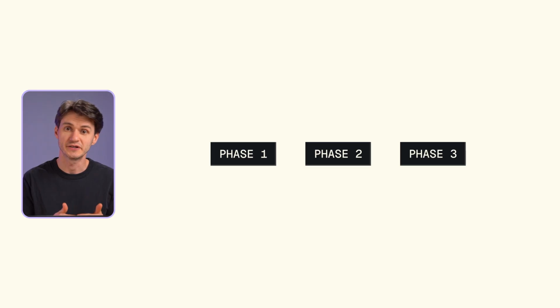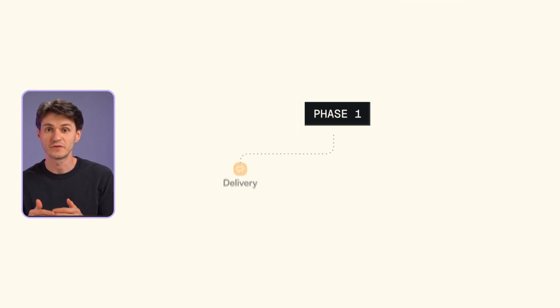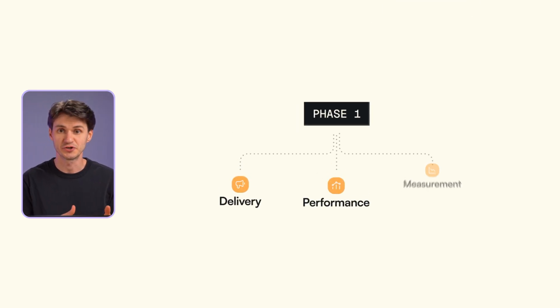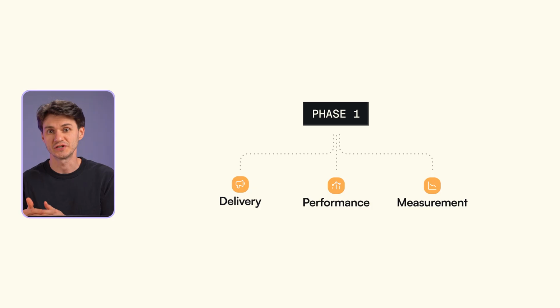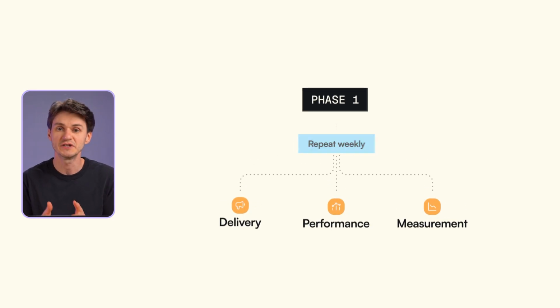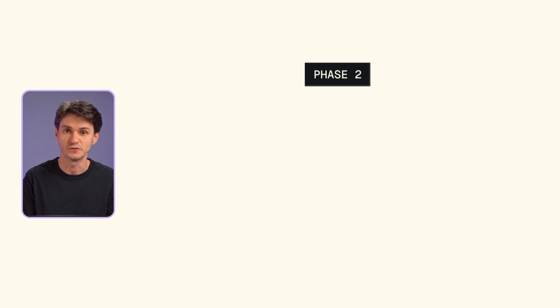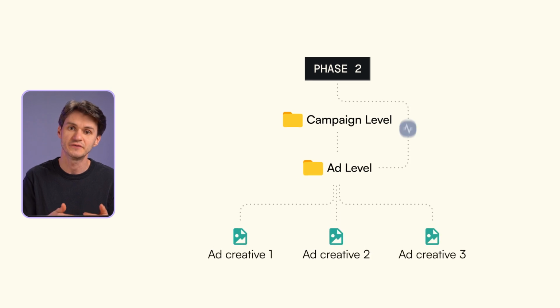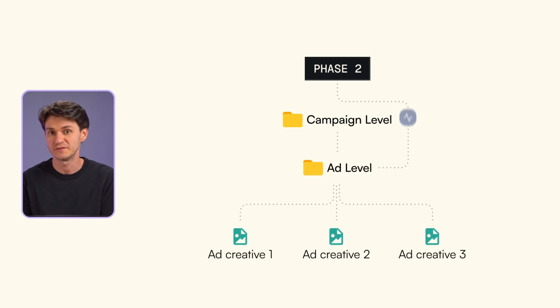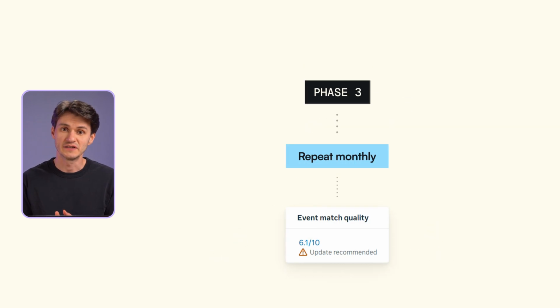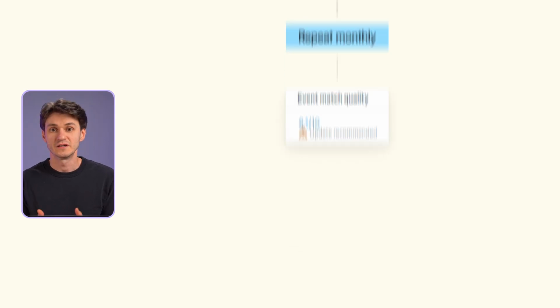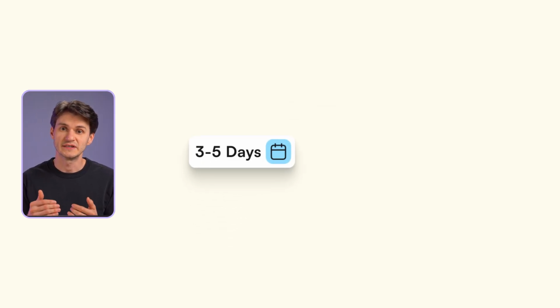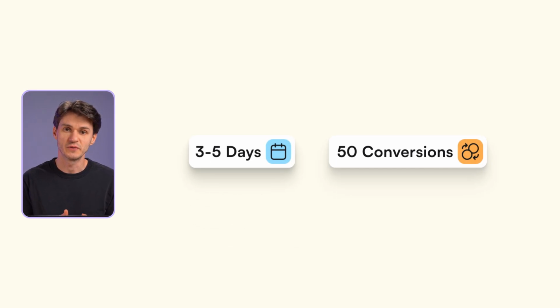Okay, so big picture. Use the 3-phase framework as a regular habit. When your numbers drop, run through delivery, performance, and measurement in order before you start changing things. Most bad decisions come from skipping the diagnosis, and build a few habits into your weekly workflow. Check frequency at the ad level every week. Don't wait for Meta's fatigue flag. Monitor event match quality in Events Manager monthly. Give new campaigns 3 to 5 days and at least 50 conversions before you make a call.